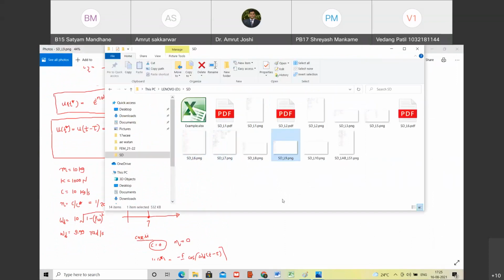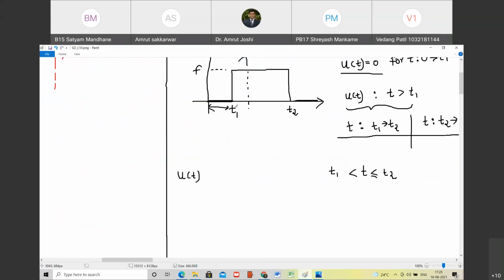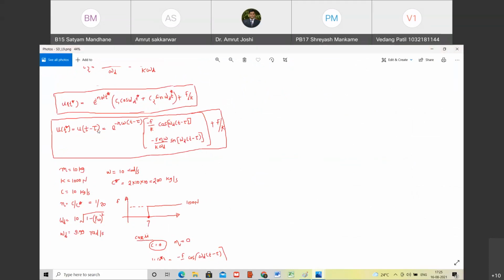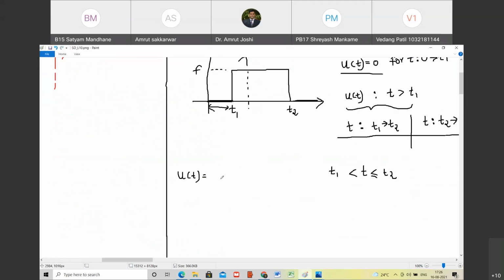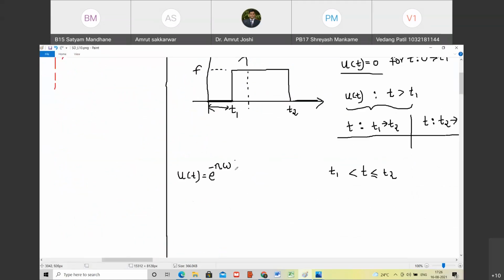So what will happen here, tell me. Tau is now replaced by t1. Do you agree with me? Yes, sir. So the tau that you see here, I am going to replace by t1. Happy? Yes, sir. So what is the response? e raised to minus eta omega, where it was t minus tau, here it will be t minus t1. Happy? Yes. And t is between t1 and t2. t has not crossed t2. Are you with me? Yes.